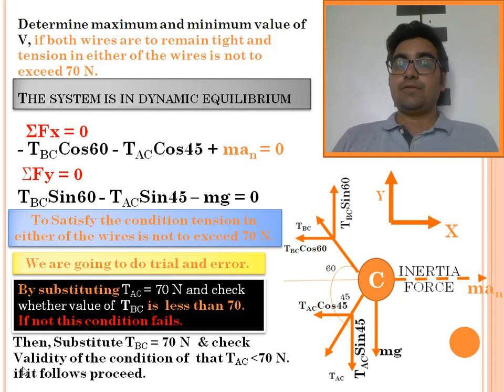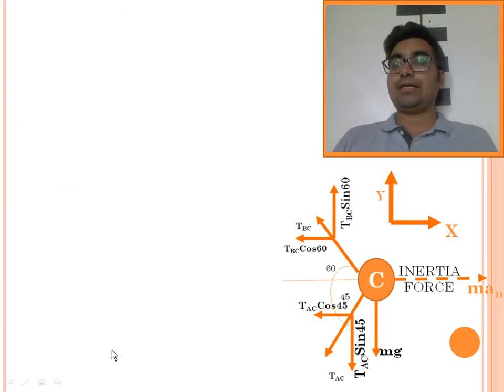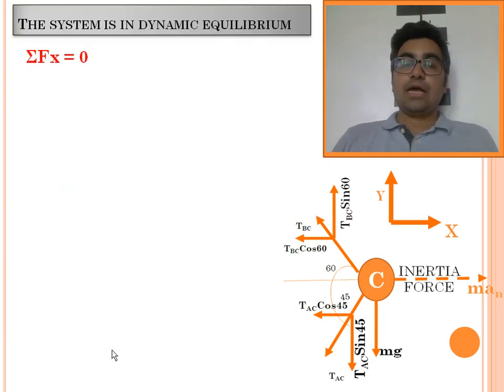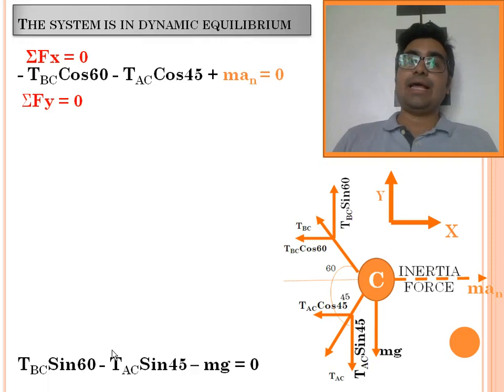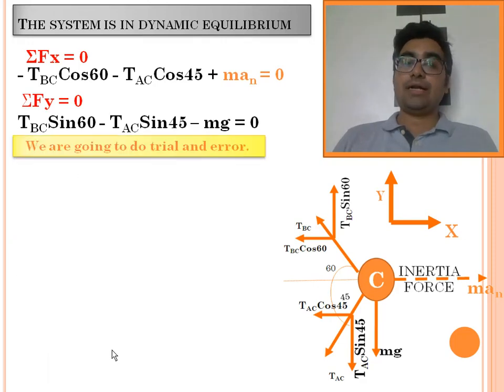So either the first condition will be followed or the next condition will be followed. So let's see what happens. Going to the next slide and doing the trial and error approach. Applying the conditions of dynamic equilibrium, applying the equations, I am following a trial and error approach.